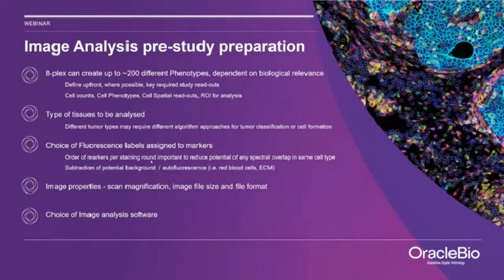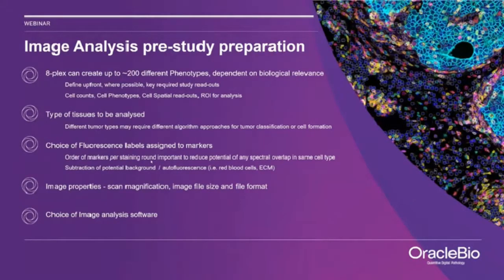As you may expect, 8-plex images created in the 16-bit format generate quite large file sizes that can be up to around 100 gigabytes in size. So depending on the tissue and the size of the tissue, these can create big images, and it's important to have a good IT infrastructure for storing, transferring, and working on such images.